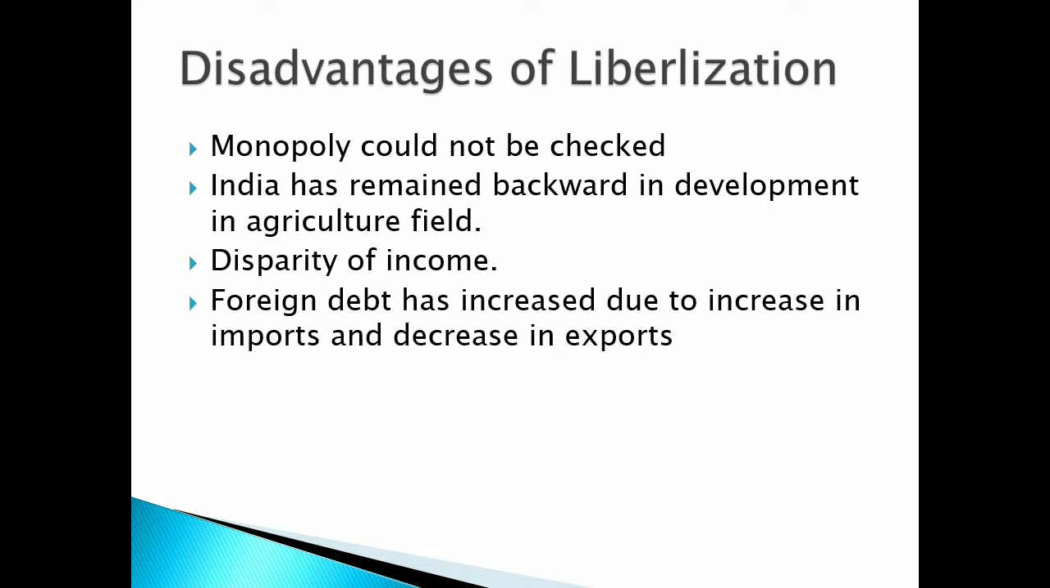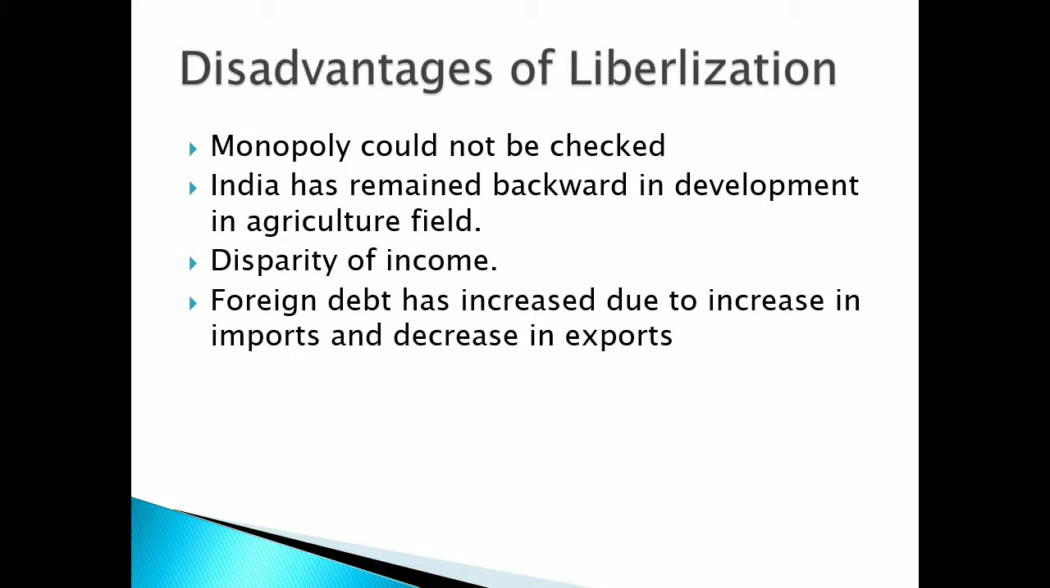The third point is disparity of income, means unequal distribution of income. Rich persons become richer and the poor become poorer. This is known as disparity of income. This is the main disadvantage of liberalization. Here 90 to 95% of the income is going into the hands of 5% of people, and the 95% are working hard and getting much less income. This 95%, the huge population of our country, is getting just 5% of the income, and the 5% rich people are getting 95% of the huge money. This is known as the disparity of income.